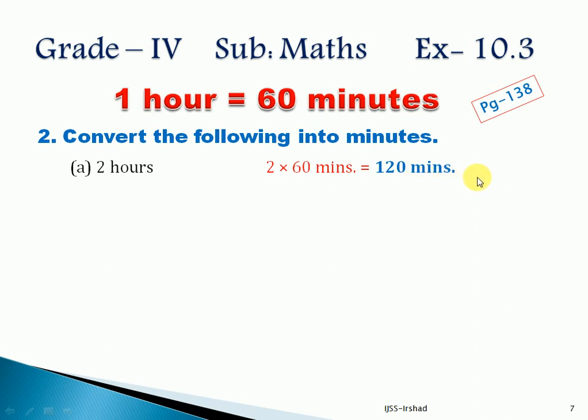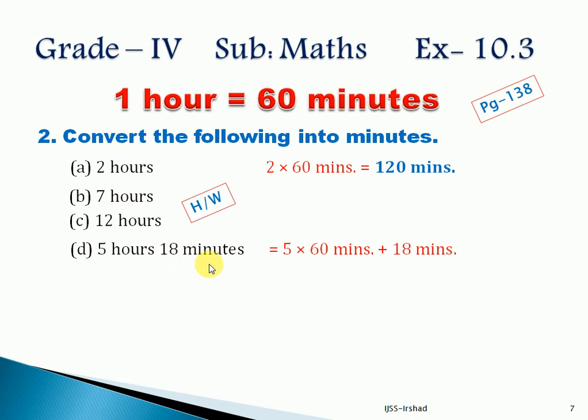So let's see question number B. Question number B is 7 hours. So this 7 will be multiplied by 60. You will get minutes. Question number C, 12 hours. So this 12 will be multiplied by 60. You will get the minutes. So this B and C is for you all. Homework. Do it as homework. This B and C.